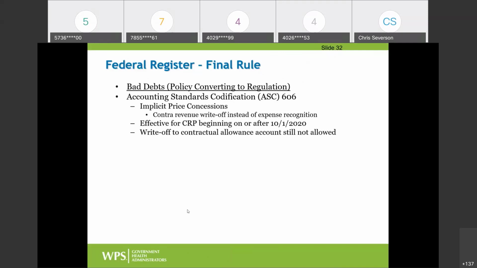This GAAP change that I'll reference here has been deferred until fiscal year beginnings on or after 12/15 of 21. So I kind of spoke about this out of order. I gave you the dates before I give you the substance. This is Accounting Standards Codification 606 that really completely overhauled how bad debts are now treated on the financial statement side.